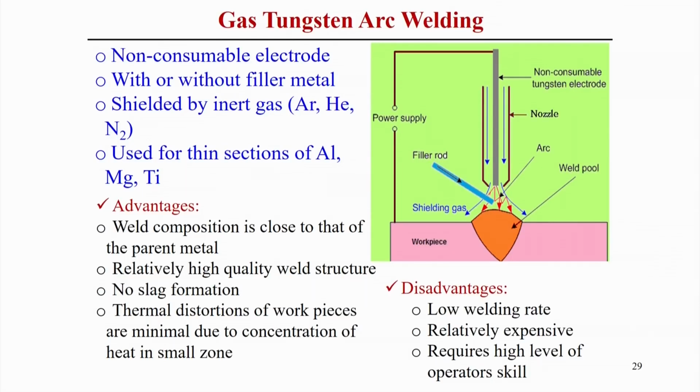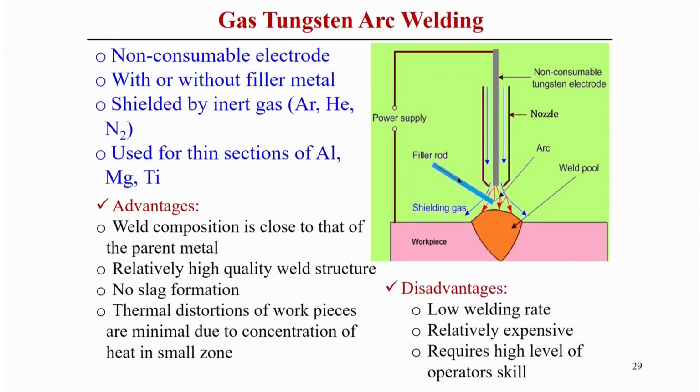In this case, gas tungsten arc welding is a good solution. Now, if you look at the figure, the power supply is similar to other welding processes. The arc is created between the non-consumable electrode and the workpiece material. Shielding gas is required, and the filler rod may or may not be used depending upon the application.